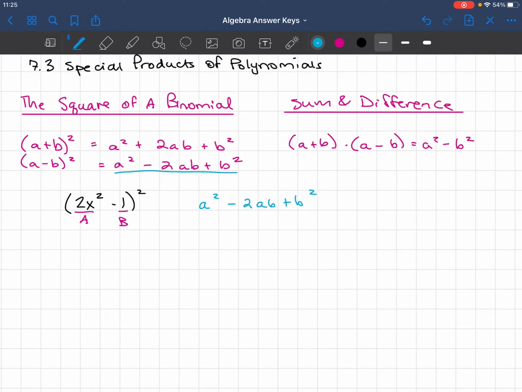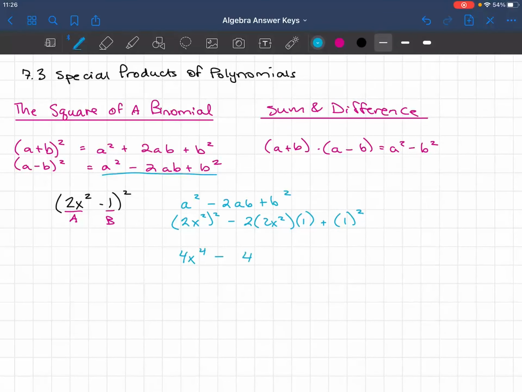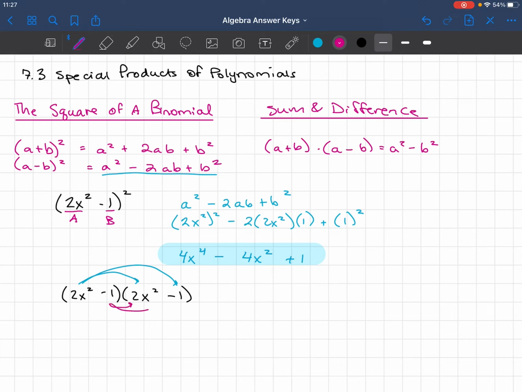So a is 2x squared, b is 1, and from here when I square 2x squared, remember that this exponent out here applies to both of these terms on the inside. So what I'll get is 4x to the 4th minus 2 times 1, which is just 2, so minus 2x squared plus 1. So I didn't actually have to multiply anything out. So let's just go ahead and do it the other way so we can see how that plays out if you multiply it the long way. So again, you can see that either way I'm going to get the same thing.